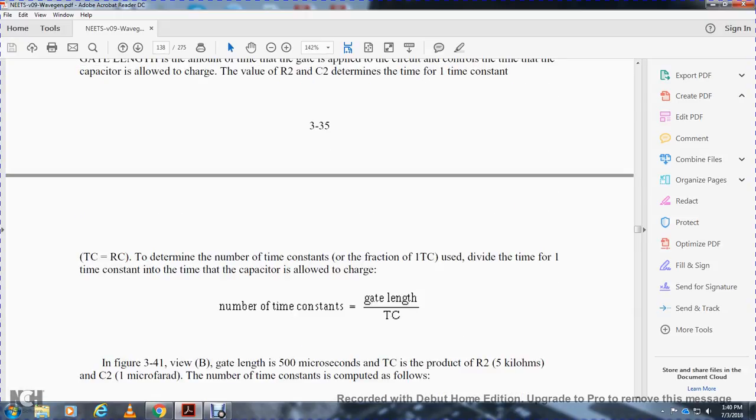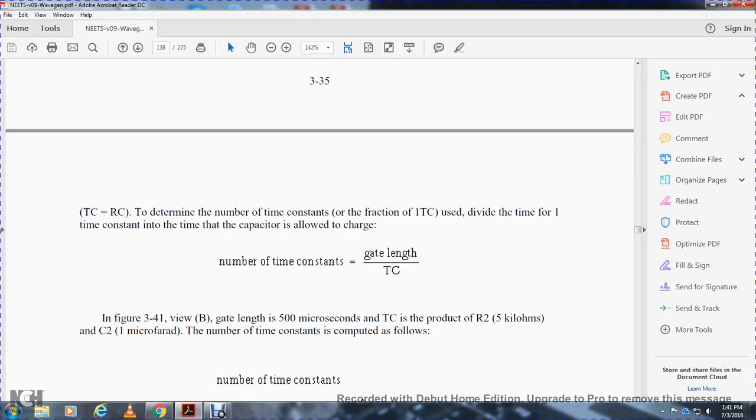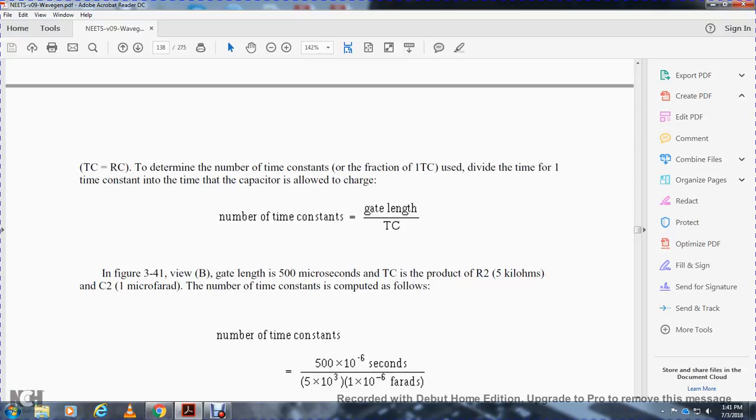The number of time constants is found by dividing the gate length, the time the capacitor is allowed to charge, by the time constant. The number of time constants is equal to the gate length over the time constant. In figure 341, the gate length is 500 microseconds, resistor 2 is 5 kilohms, and capacitor 1 is 1 microfarad. The number of time constants is computed as follows.